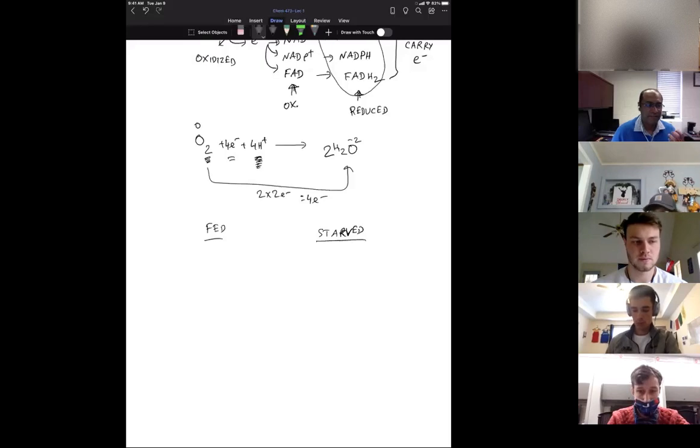Okay, whenever we have food in the blood like glucose, insulin is going to trigger uptake of the glucose from the blood into the cells, so that the glucose can go on to glycolysis and go on to make ATP.